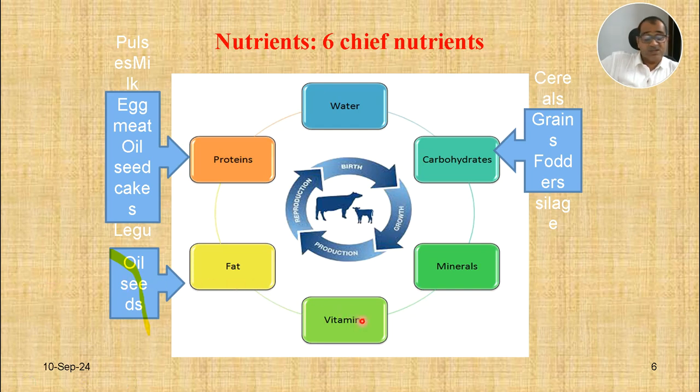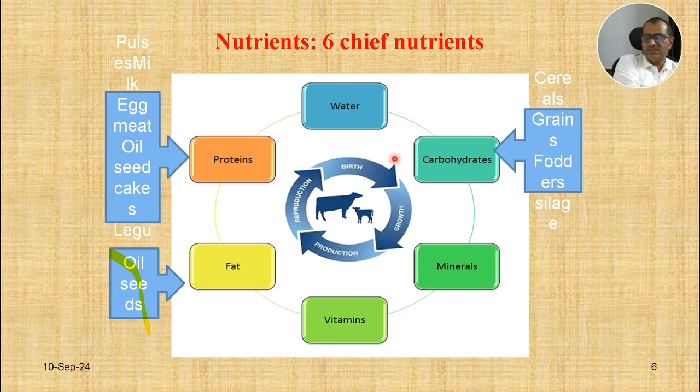So the vitamins are also from different sources, exogenous or endogenous. For example, sometimes the different B complex vitamins are synthesized in the ruminants by the ruminal microflora during digestion. Then minerals need to be exogenously administered to any animal. Whereas for the carbohydrates, a lot of sources are there. Number one is the cereals, then different types of grains, then fodders, the green fodder or dry fodder, and also the silage. So these are all the carbohydrate rich sources.